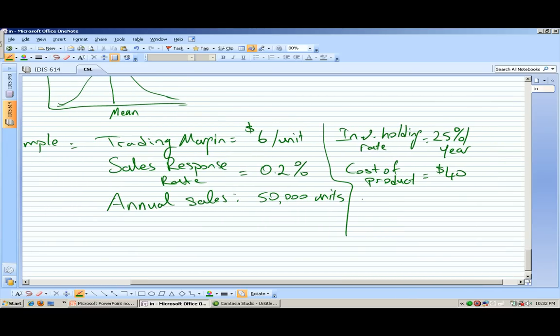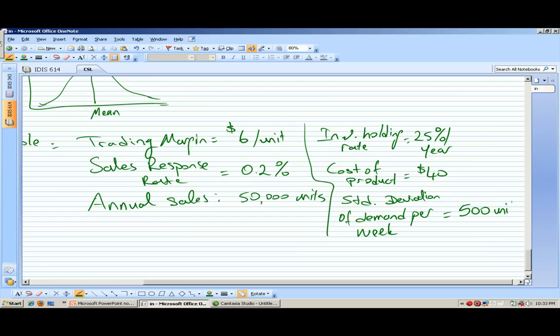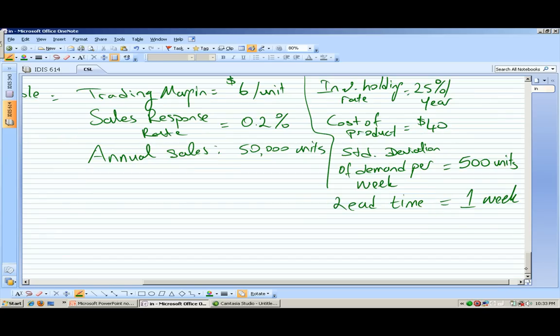And then standard deviation of demand per week is 500 units, and my lead time is 1 week. Okay, so my objective is solving this question.